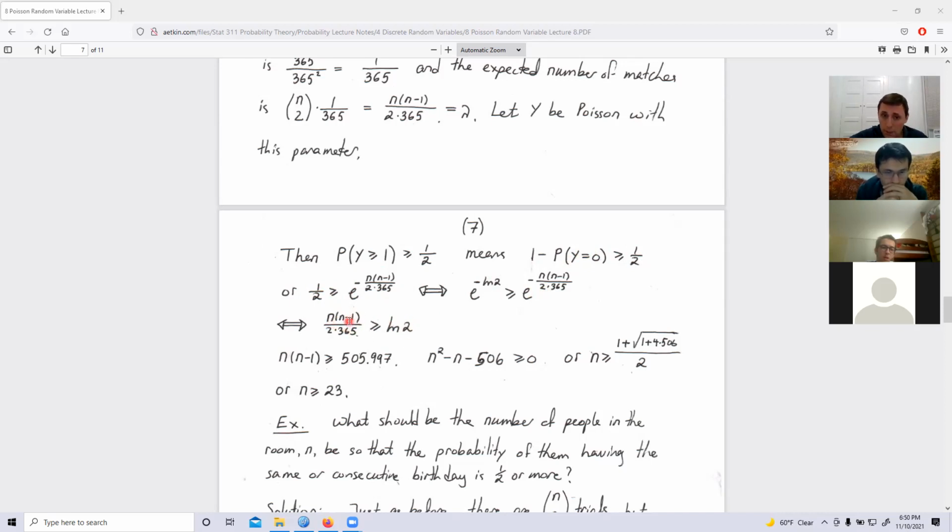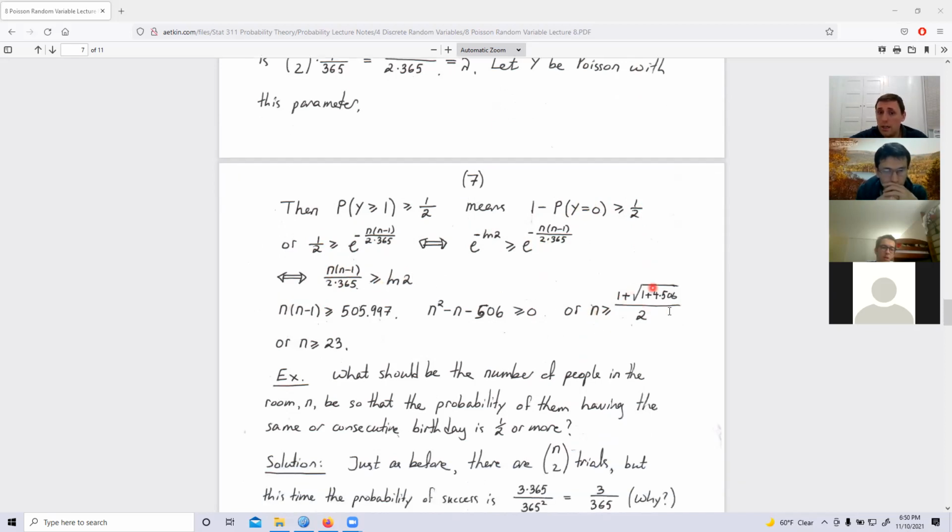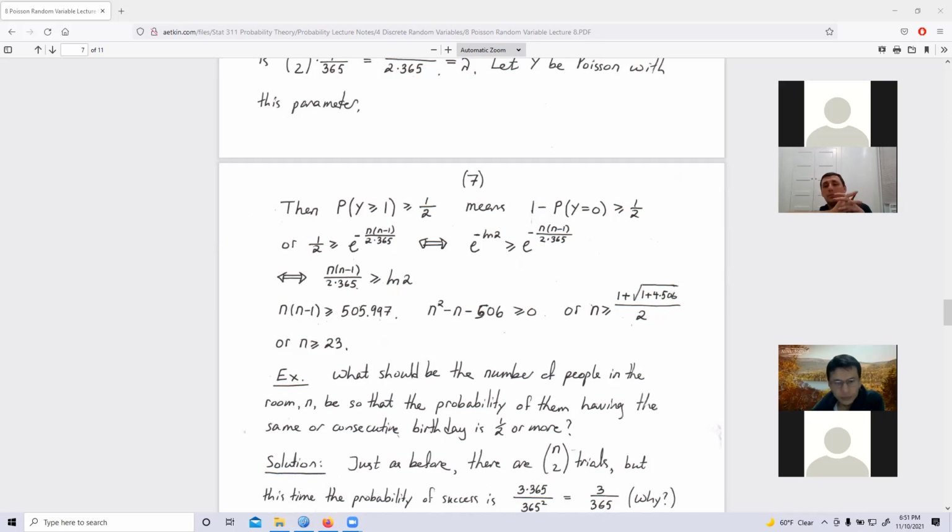I get ln of 2. Then this is just a quadratic equation: n squared minus n, just rearrange it. It's a quadratic equation where n is this solution. It has to be an integer, so it has to be this number or bigger. And when you calculate it, you end up with 23. Which is correct. You can do the table, you can program a computer, and you can see that you need to have 23 people or more for the probability to be 50%. Interesting, right? So Poisson allows you to make approximations, very often very good approximations, and very useful when you don't know either the probability or the number of trials.